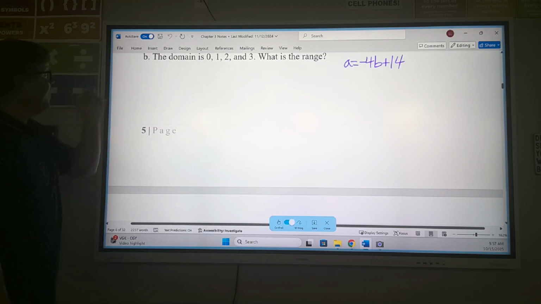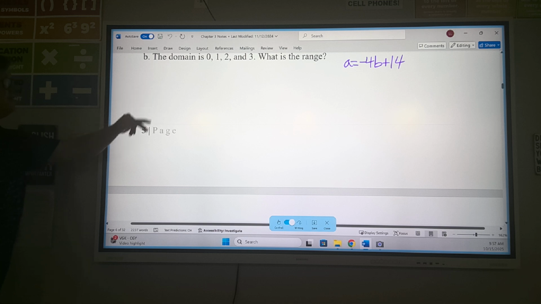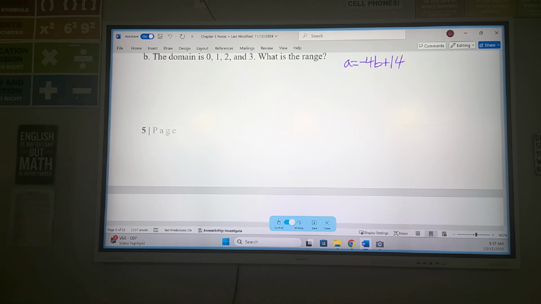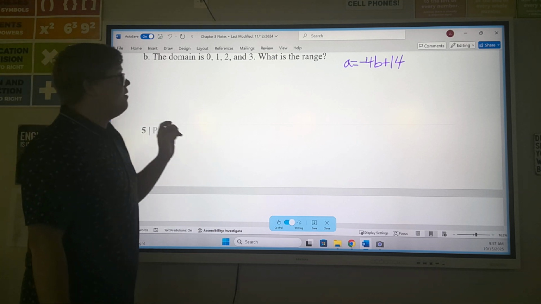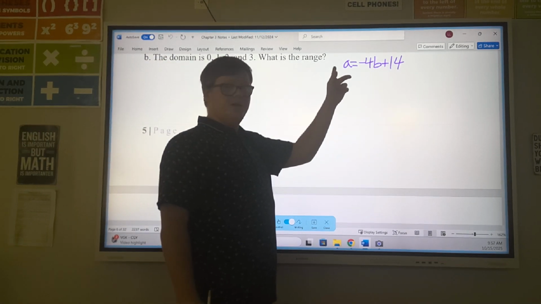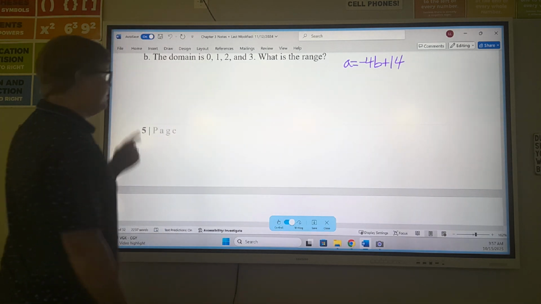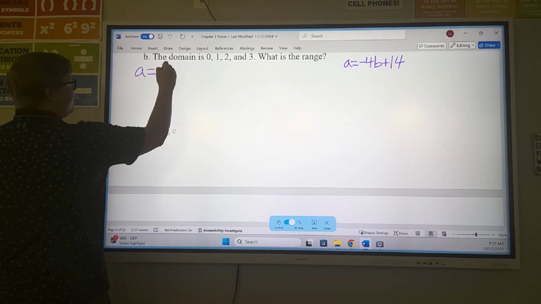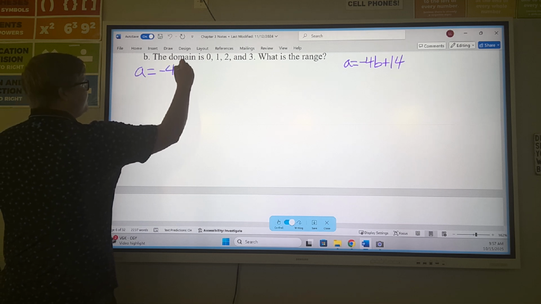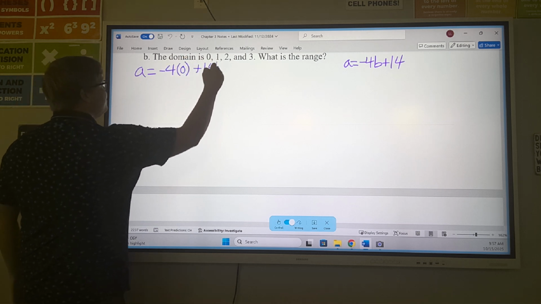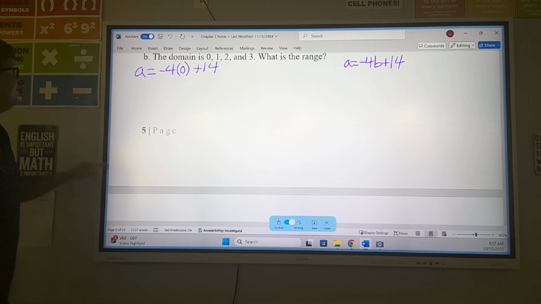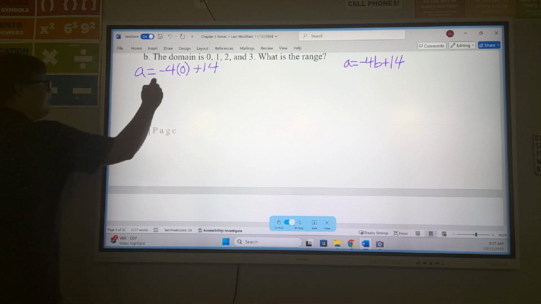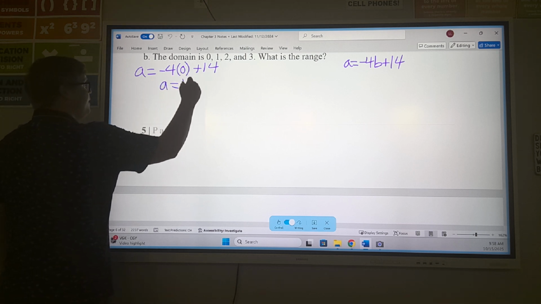Okay, again, our domain starts with 0, 1, 2, 3, and we have our equation, which is A equals negative 4b plus 14. Remember, we are plugging our independent variable in to get an output, which is the number of avocados. So we look, the number of avocados, which is A, equals negative 4 times 0 plus 14. So we look, negative 4 times 0 is 0, 0 plus 14 is 14.